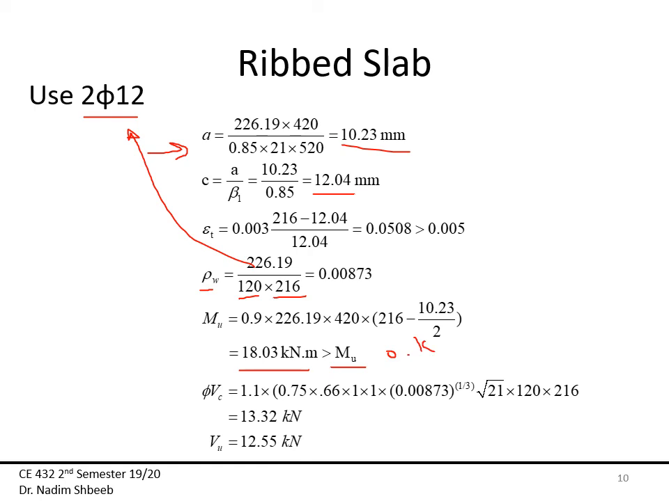Calculating phi Vc. Here I'm using again the 1.1, 0.75, 0.66, and this is again part c of the equation. It's giving me 13.32, which is larger than V ultimate. So again, as I said, technically you are not required to use stirrups in a ribbed slab, but here in our country in Jordan, we are using more than enough. I guess it's about like 5 stirrups per meter. Okay.